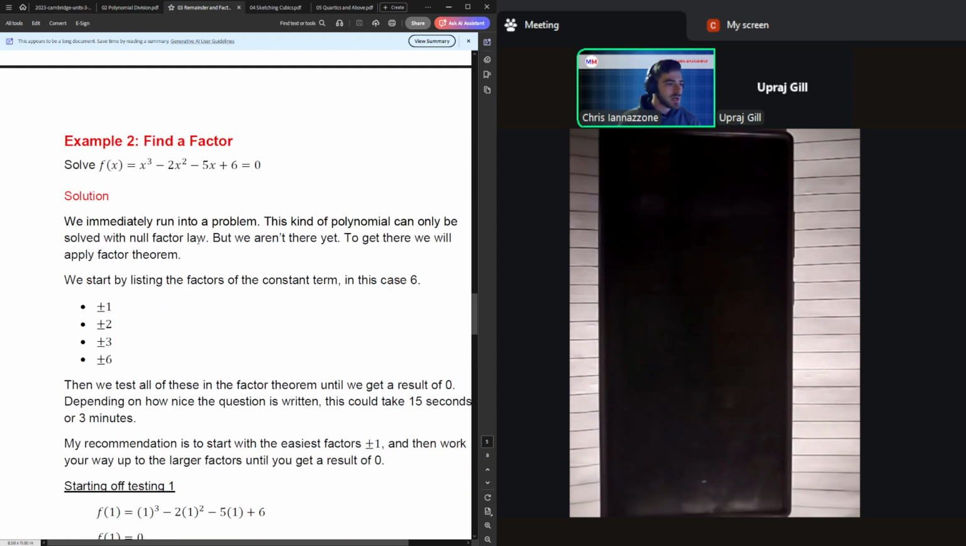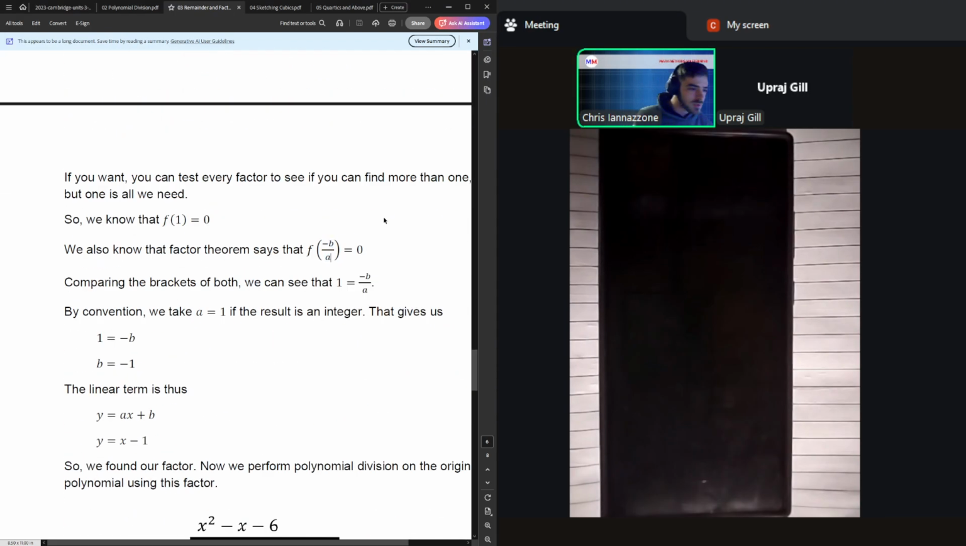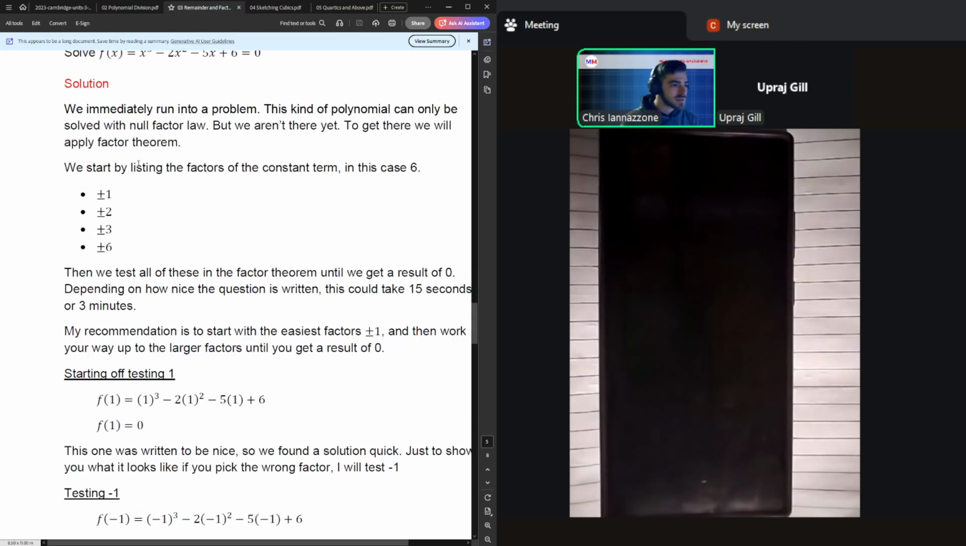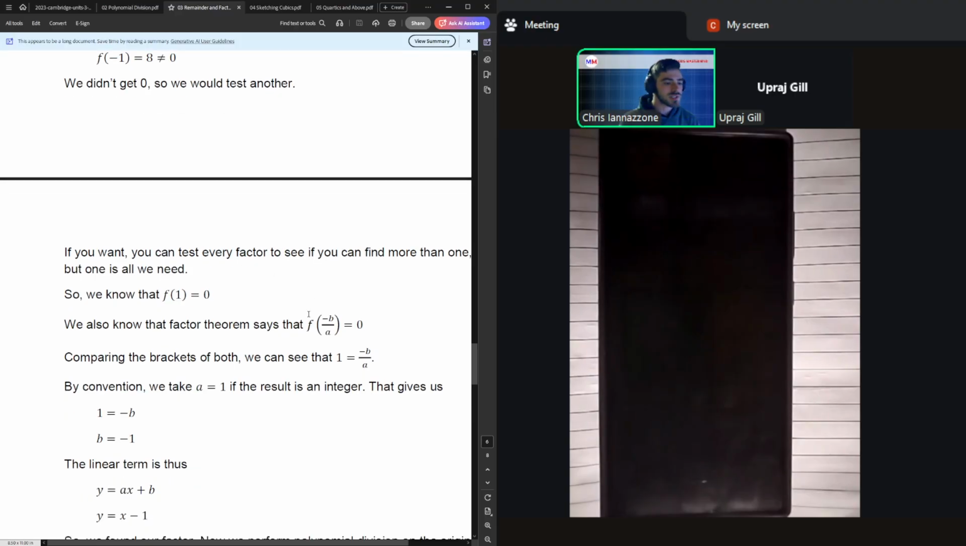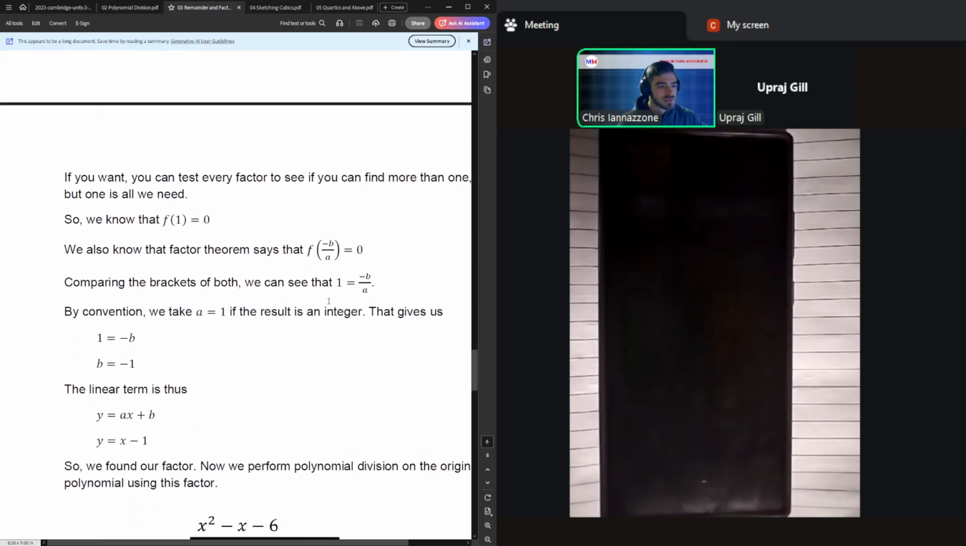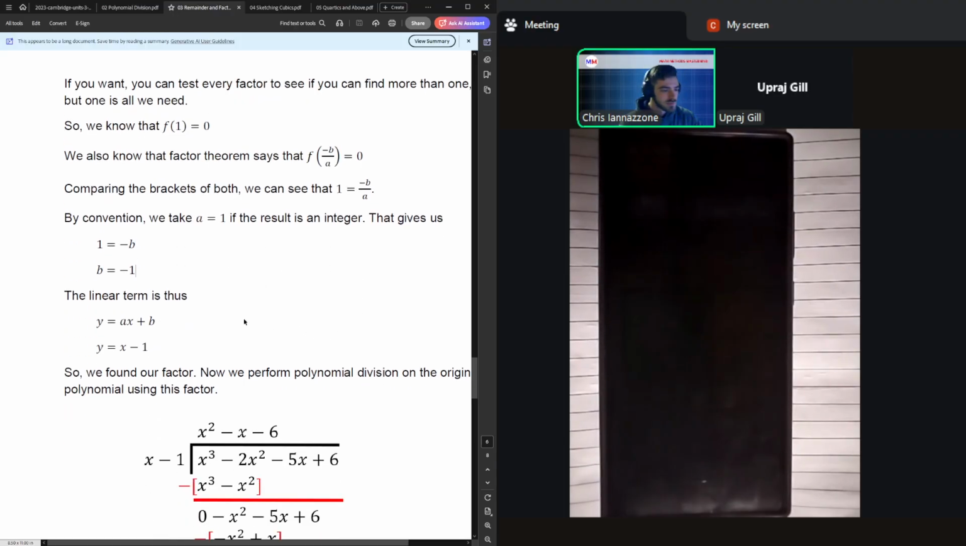And because our polynomial started with no coefficient on the x cubed, the coefficient is 1, we actually take a to be 1. Now, there's a whole proper proof and rationale as to why you can do that. We're just going to take this for granted. There's a lot more math involved in that. Point is, if you see that you have a coefficient of 1 on your leading term, you set a equals 1. That's just the assumption there. And so that just gives you 1 equals negative b, or b equals negative 1.